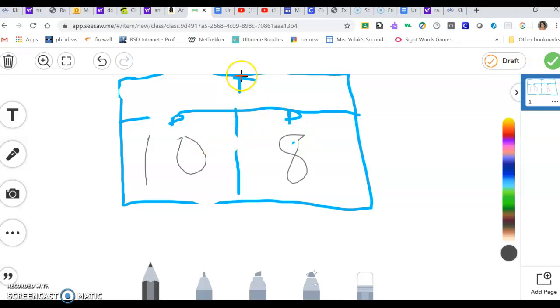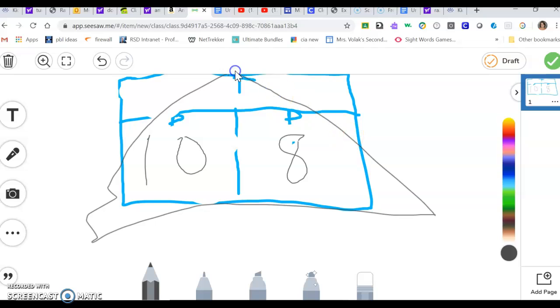If you think fact triangle, start writing, would you? The largest number goes at the top. So you're going to think to yourself, what is 10 plus 8? And the answer is 18.